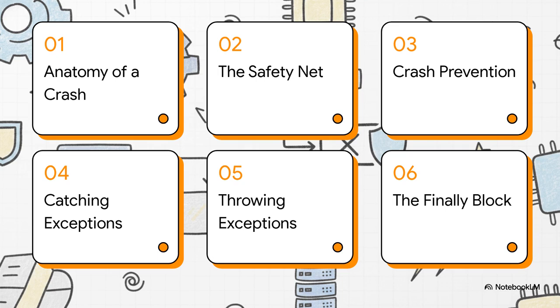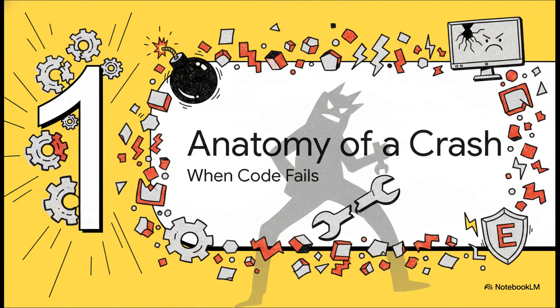Well, here is our roadmap for today's explainer to figure that out. First, anatomy of a crash. Then, introducing the safety net, followed by step-by-step crash prevention. After that, catching multiple exceptions, throwing your own exceptions, and we'll wrap it all up with the finally block. Let's get into it. Okay, Section 1, Anatomy of a Crash, when code fails.